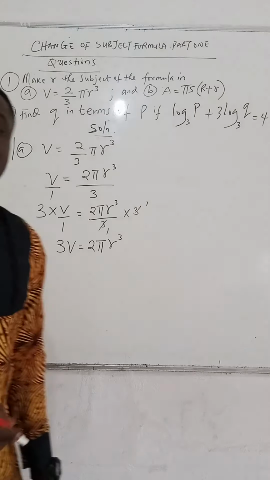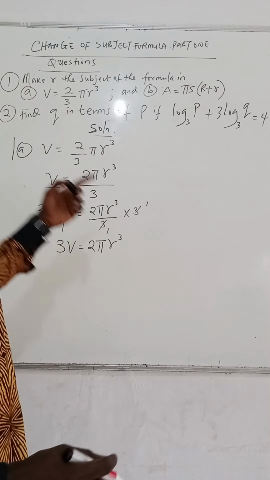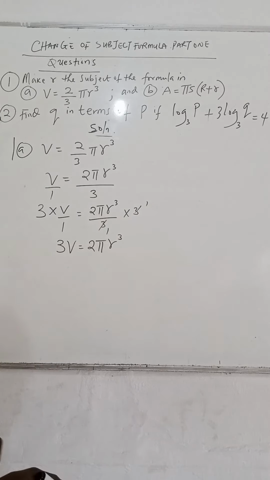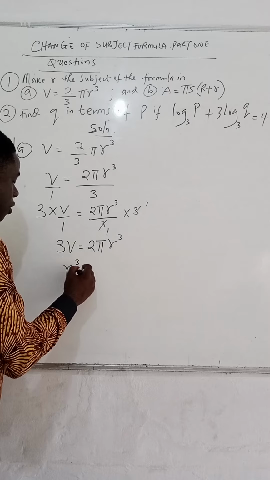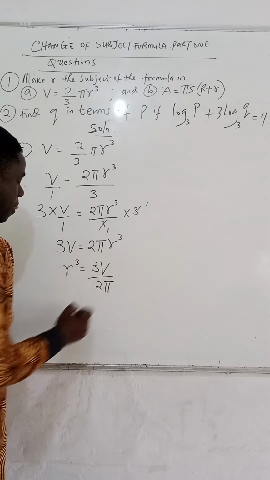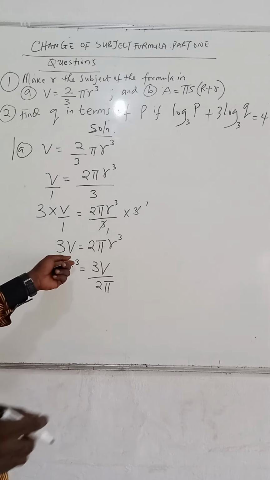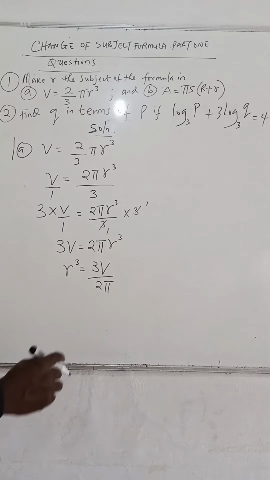Now, the emphasis is to make r the subject of the formula. So we divide both sides by 2 pi. Therefore, r cubed becomes 3V over 2 pi. To clear off this cubed on r here, we need to take the cube roots of both sides.